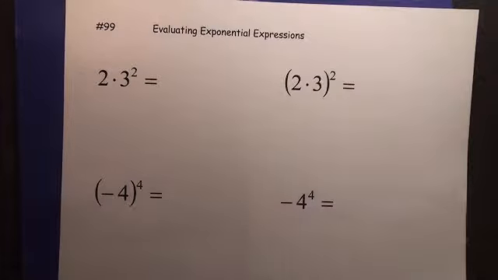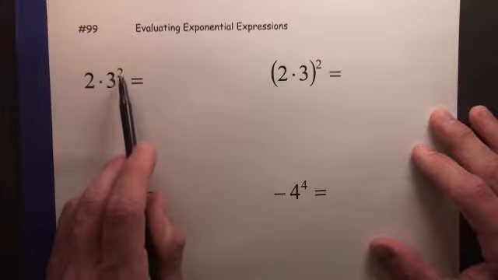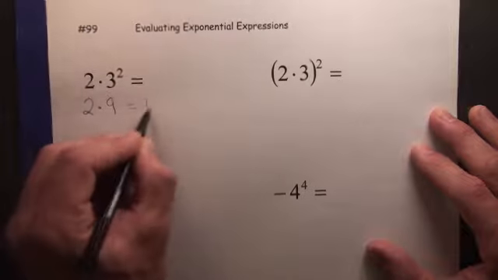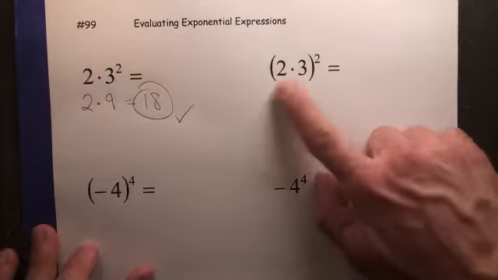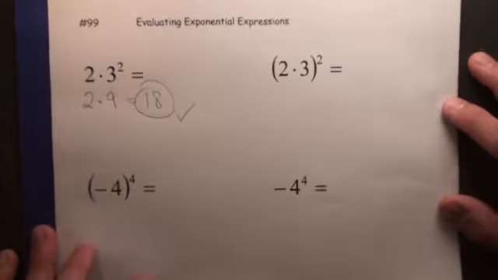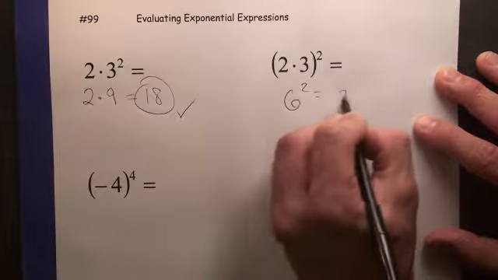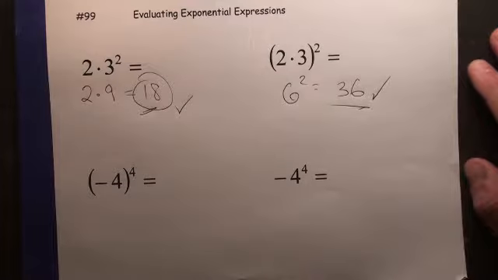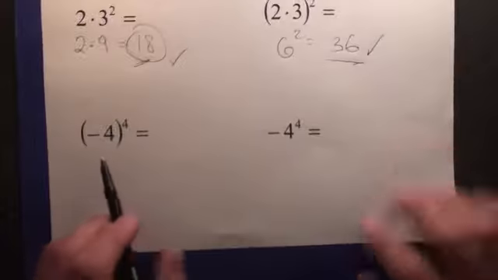If you have 2 times 3 squared, you see the square is only responsible for the 3. So this becomes 2 times 9, which is, of course, 18. Here, the square is responsible for both. There's two ways to do this problem. You multiply 2 times 3 and get 6. 6 squared is 36. Clearly not the same. Of course, you could do 4 times 9 and also get 36. That leads us to this.